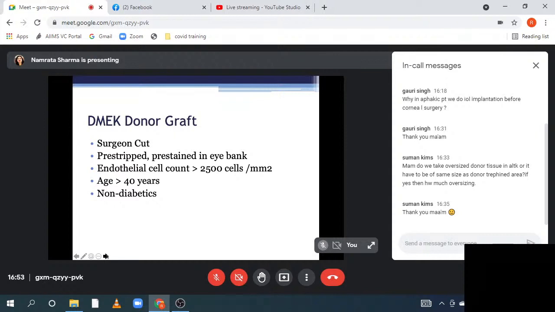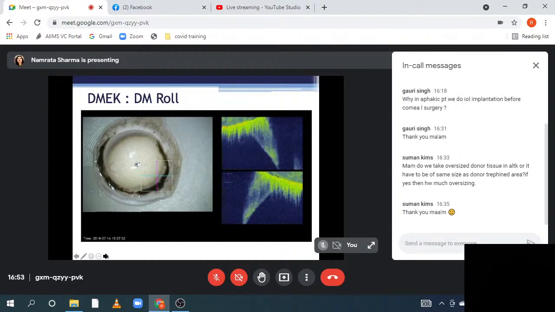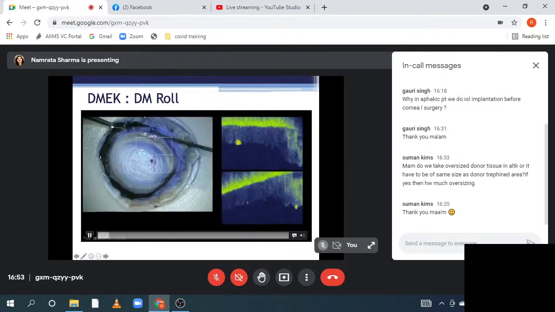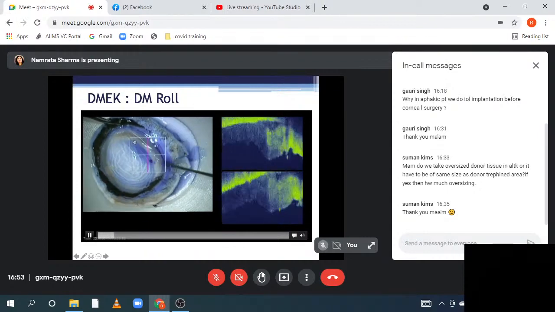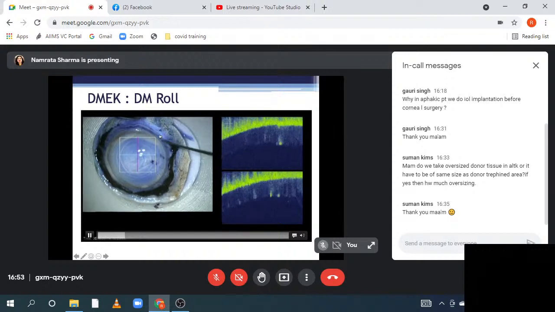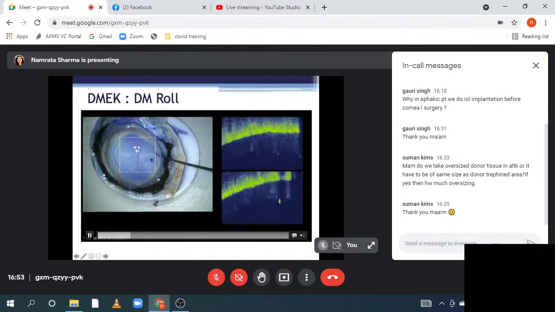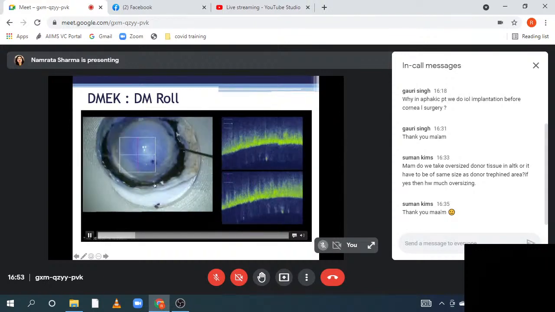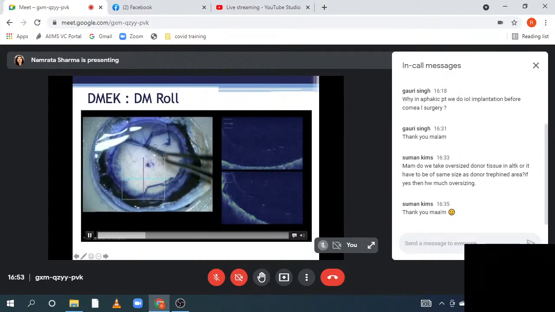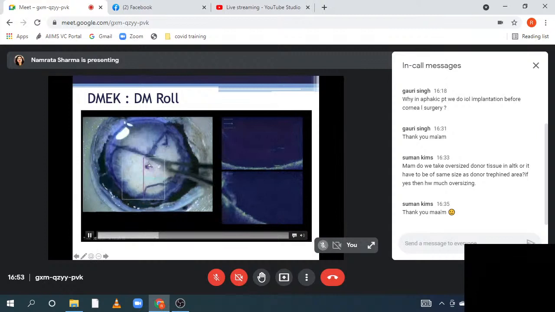Also, you need a non-diabetic donor for this, because diabetic donor scrolls are again very tight. Just to show you what a DMEC surgery is, in this you don't need a microkeratome, so that's one cost which is saved. This is a corneal scleral rim, so you're detaching the Descemet's membrane from the scleral spur all around 360 degrees, stain it with the trypan blue dye, and with the help of the McPherson forceps, you're pulling the edges of the Descemet's membrane right up to the center here.